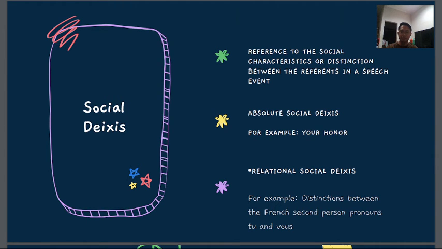Relational social deixis is deictic reference to a social relationship between the speaker and addressee, bystander, or other referent in the extralinguistic context. For example, distinctions between the French second person pronouns tu and vous.